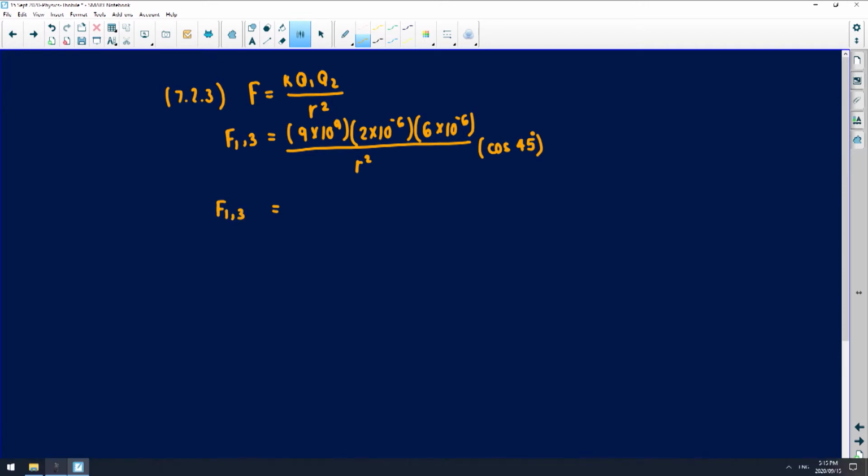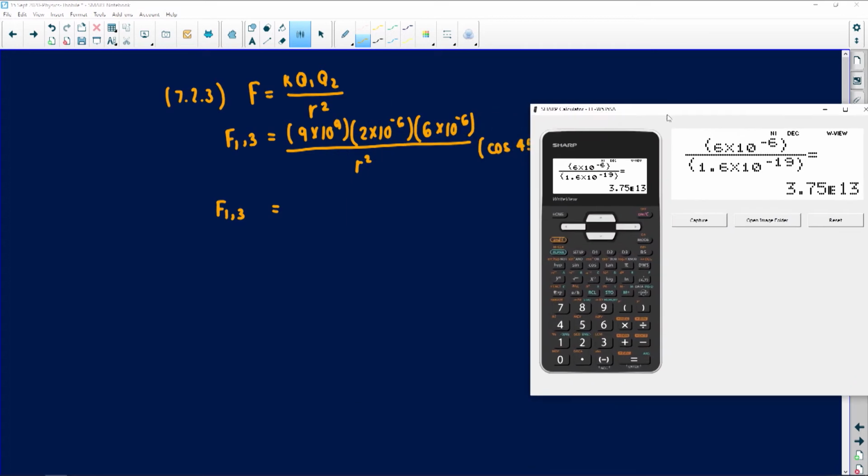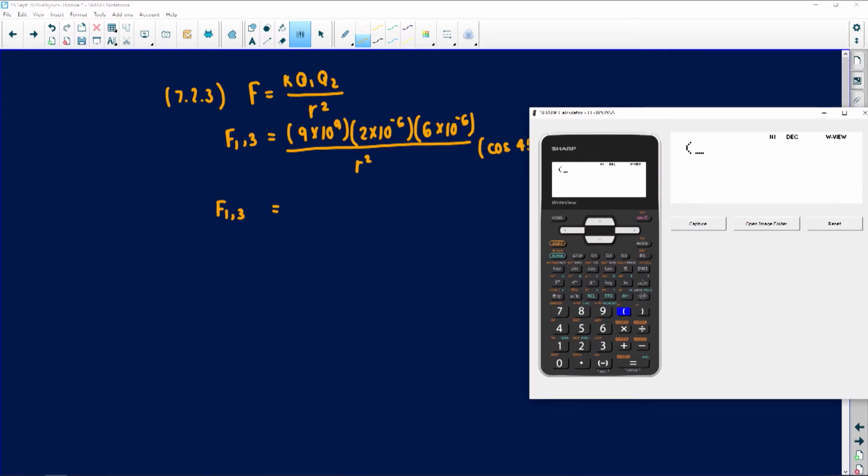Let's work out what we have there at the top. Let's see what we have. So I'm just going to put everything in my calculator, 9 times 10 to the exponent 9. Bring that down. Always put your things in brackets, 2 times 10 to the exponent negative 6, because if you don't put it in brackets, your calculator is going to do its own BODMAS. 6 times 10 to the exponent negative 6. Bring that down. I get that. But remember, I still have cos of 45, so that's multiplied by cos of 45. And then I get 0.076.